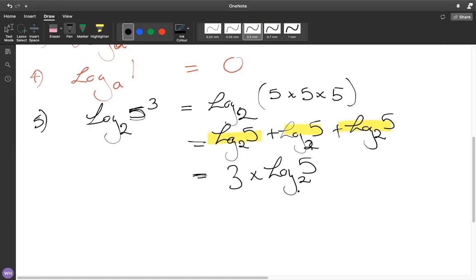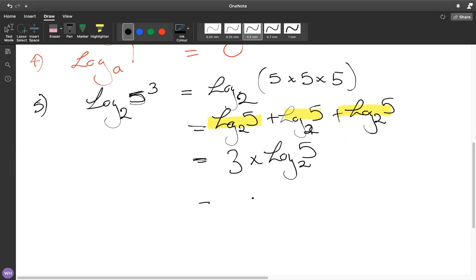Is it clear? Right, so in other way you can write 3 log 5 to the base 2, where times means here it is 3 log means it is a product.